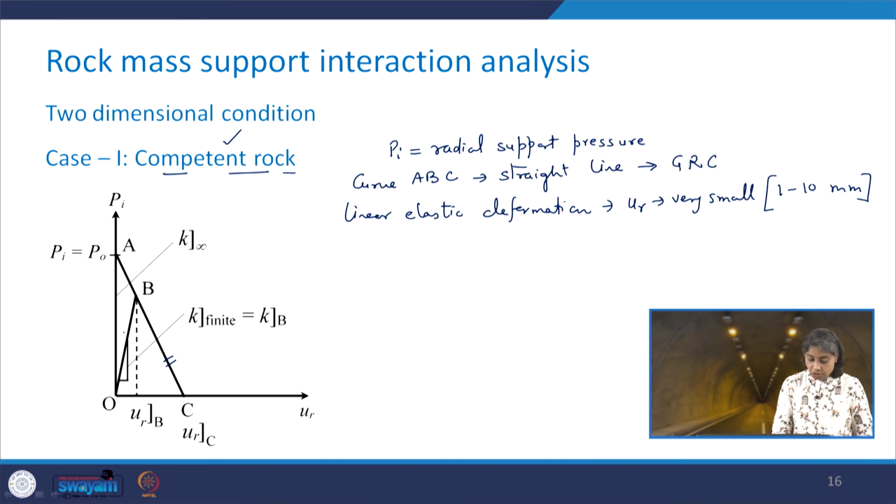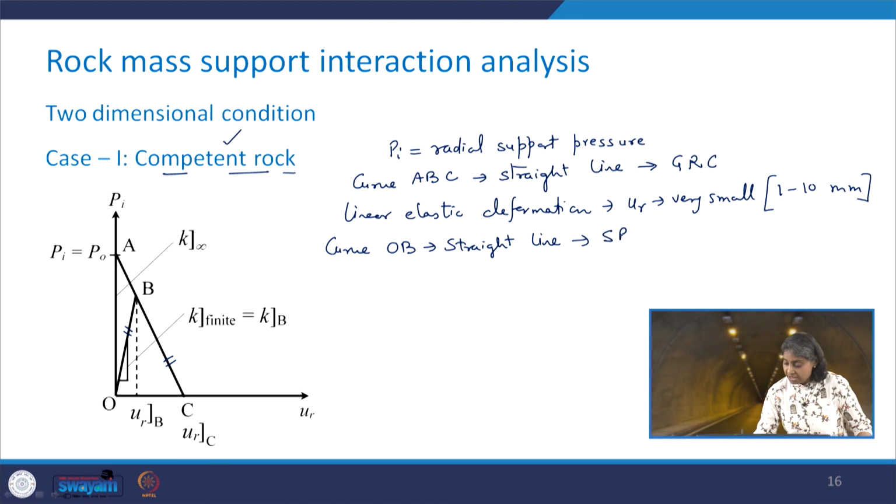And then you focus on the curve OB, which is again a straight line, and this we call the support reaction curve. So, this line OB is giving us the idea about the characteristic of the support system. So, we have a few cases here. The first one is if we want to arrest the total deformation of the tunnel periphery so that this radial deformation is equal to 0.